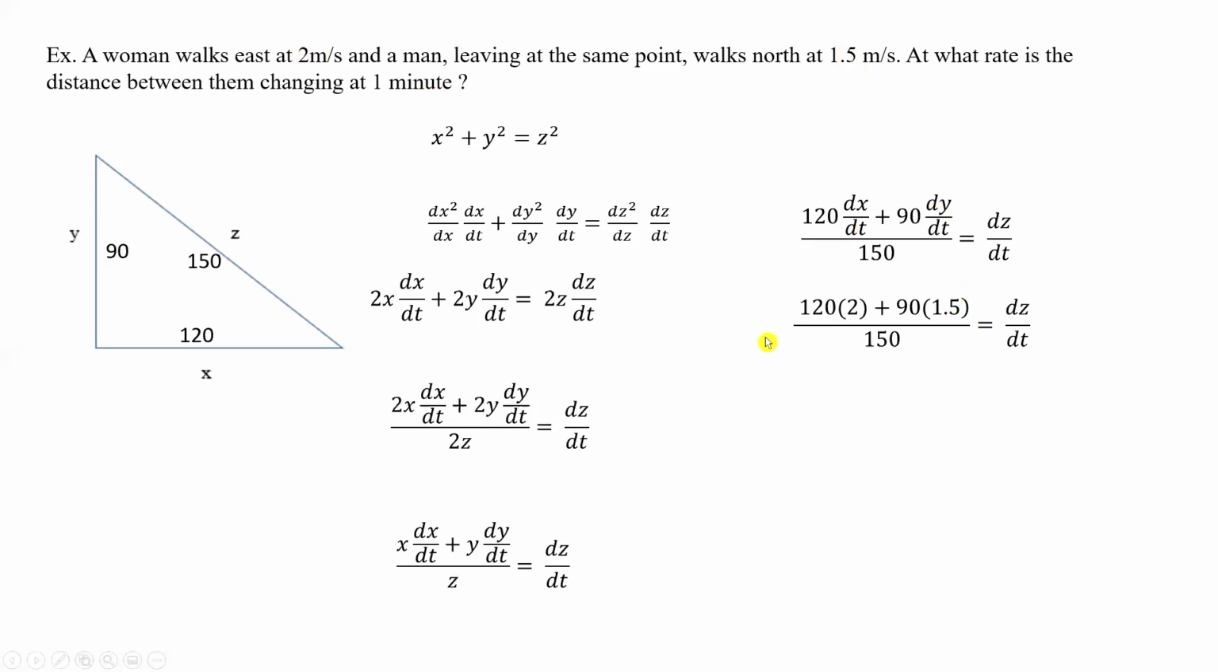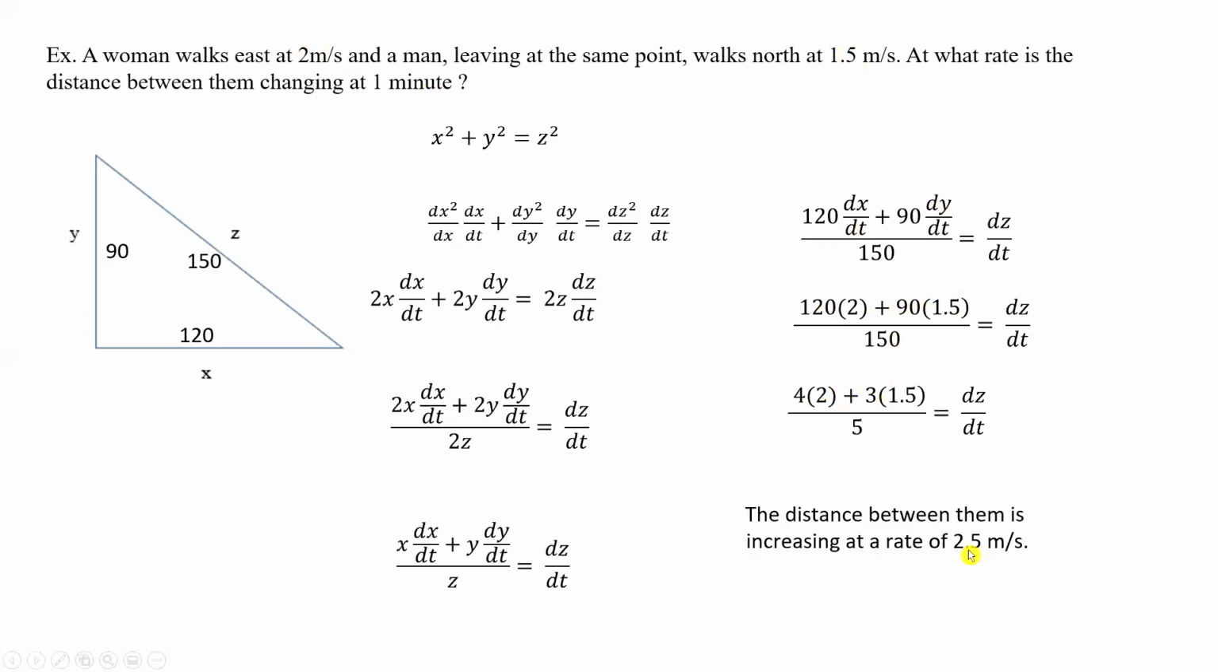We have just a bunch of numbers on this side of the equation now, so we'll just simplify. You can use a calculator. For those who don't want to use a calculator, I would notice that these numbers, 120, 90, 150, can all be divided by 30. Then we get 8 plus 4.5 over 5, 12.5 over 5, 2.5.